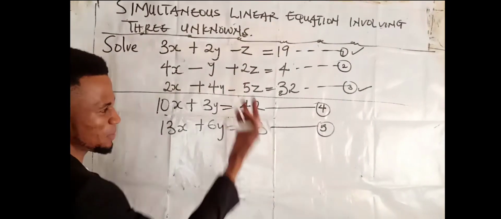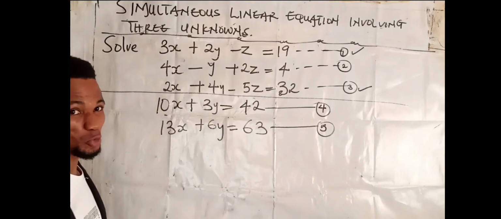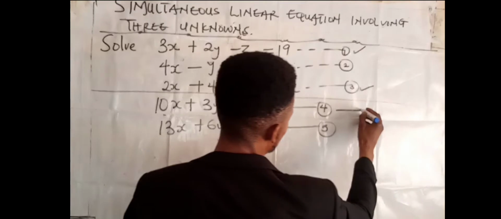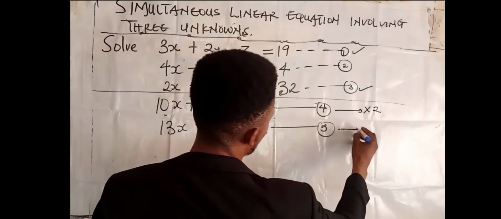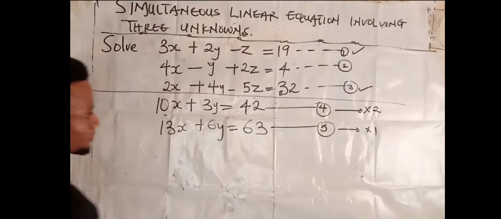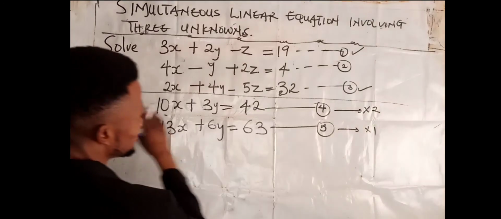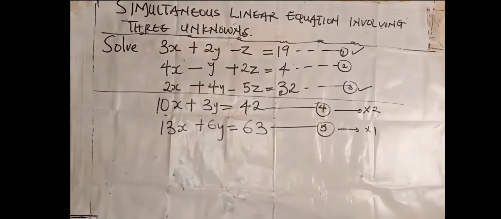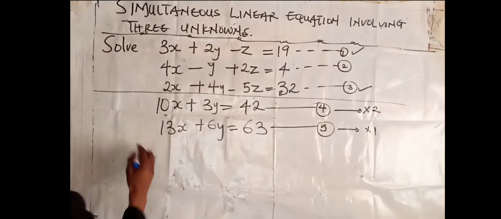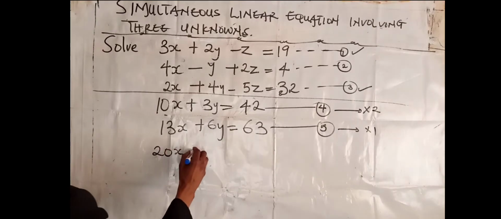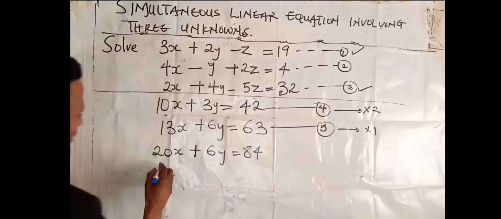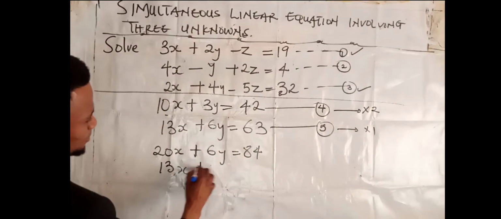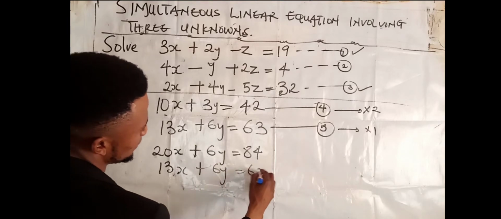So if I want to eliminate y here, if I multiply this by 2, it's going to give me the same thing here. So I can multiply this equation by 2, and I can multiply this equation by 1 to make it balance. So if I multiply this equation by 2 and by 1, this is going to give me 20x plus 6y is equal to 84. And by 1, I will have 13x plus 6y is equal to 63.